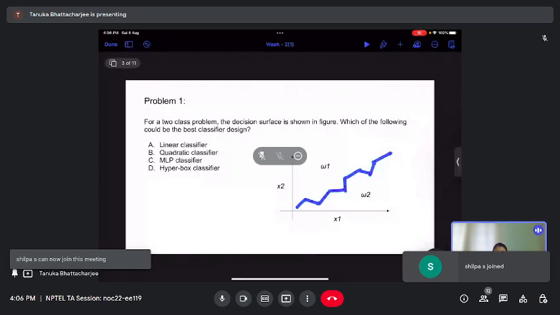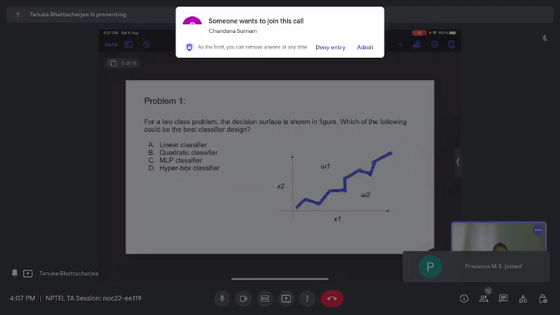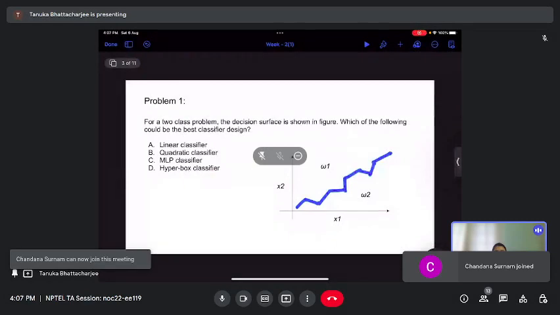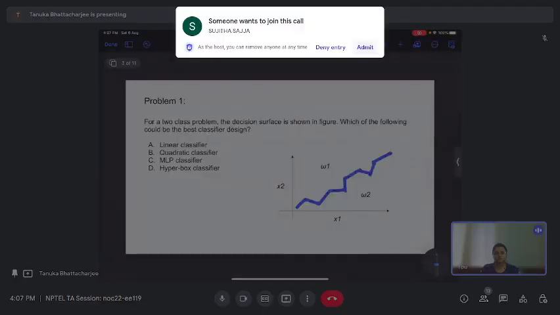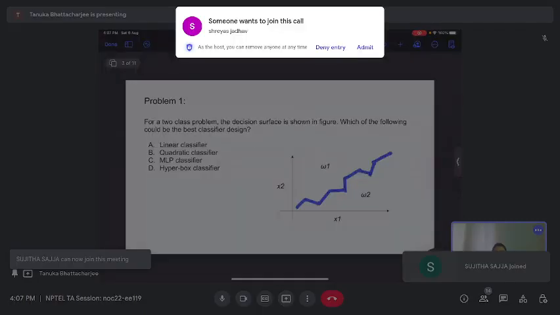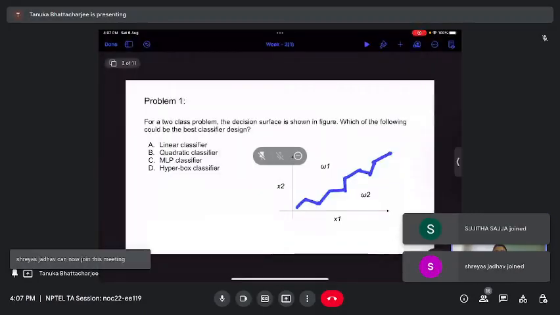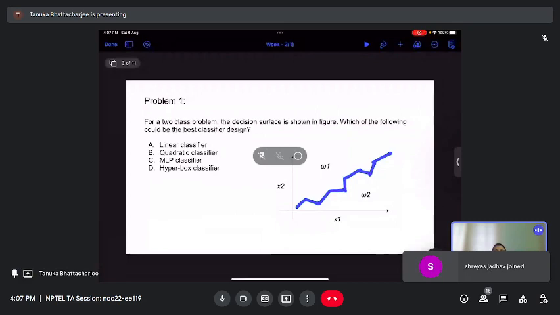So, the quadratic classifier is also not suited for this, but the MLP classifier will be a good fit. As you know, each perceptron in an MLP can model one piece of these linear segments. Since we have multiple perceptrons in an MLP network, it might be able to model a piecewise linear boundary like this. So, for this particular type of boundary, which is piecewise linear, among the choices given, MLP will be the best suited one to go with.